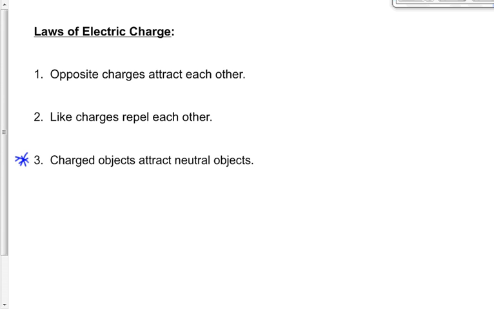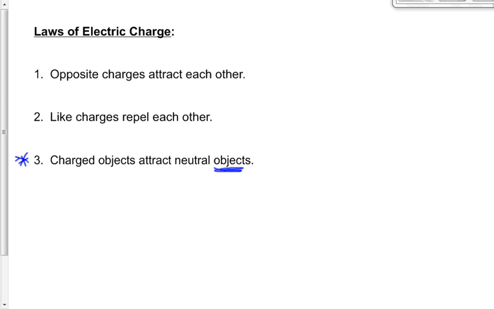And then finally, this is the one that is a little bit trickier because we have to have this objects thing in there. Charged objects attract neutral objects. Now, why does that happen? Now we know why this happens. Rucker? Would a neutral atom also be attracted? I would have to say no, Rucker. I'd have to say no on that one.